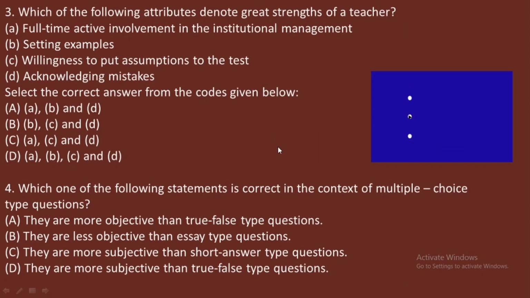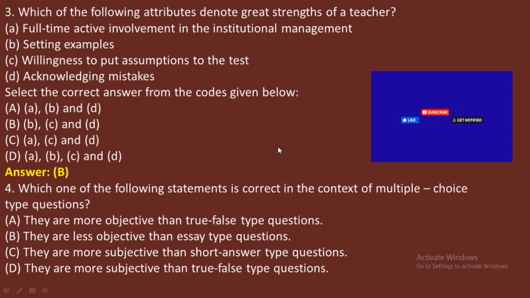Which of the following attributes denotes a great strength of a teacher? Full-time active involvement in the institutional management, setting examples, willingness to put assumptions to the test, and acknowledging mistakes. The right option is option B, that is, setting examples, willingness to put assumptions to the test, and acknowledging mistakes. Okay, and let's move on to question number 4.